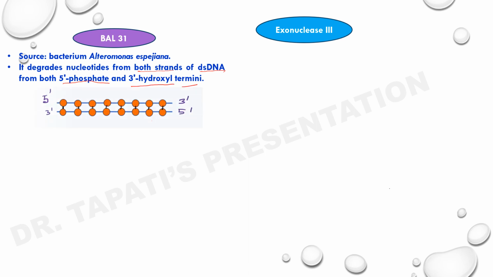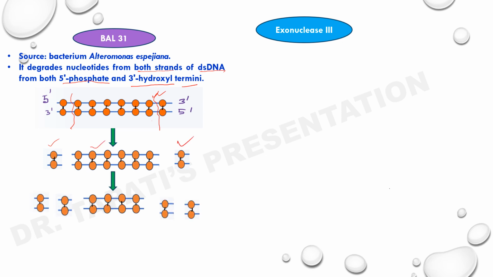Now, if you see this figure, you can find out that this enzyme is acting on this position and this position. That means, as it has the exonuclease activity, it is acting on two terminal ends. It is acting on the 5' phosphate end as well as on the 3' hydroxyl terminal. After the degradation, these are the fragments obtained. In the next step, these are the other different fragments obtained due to the action of BAL31.